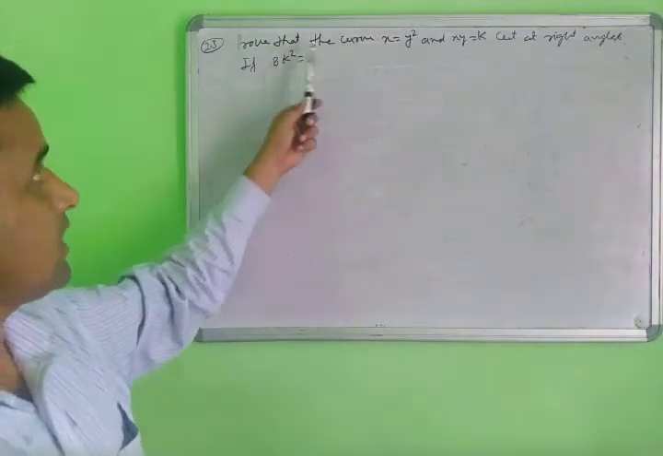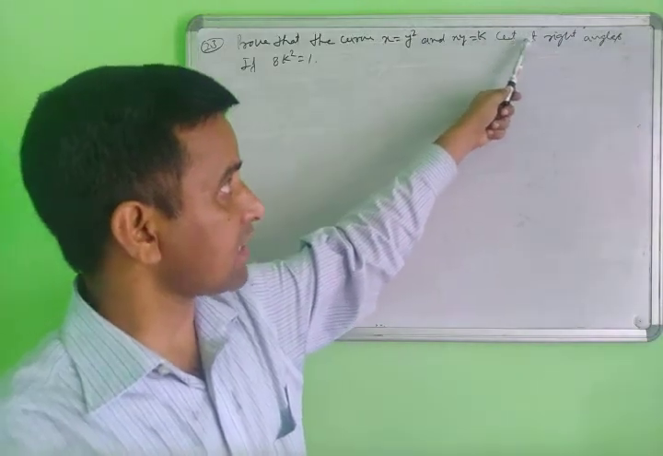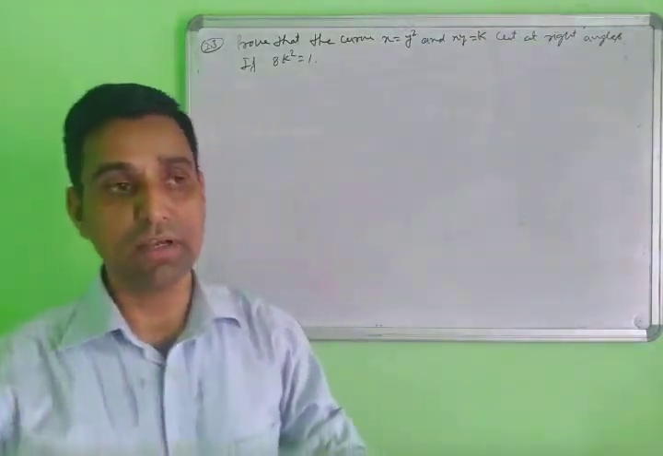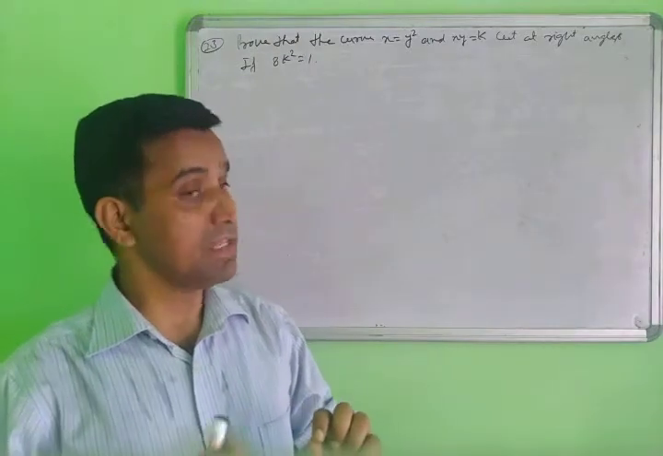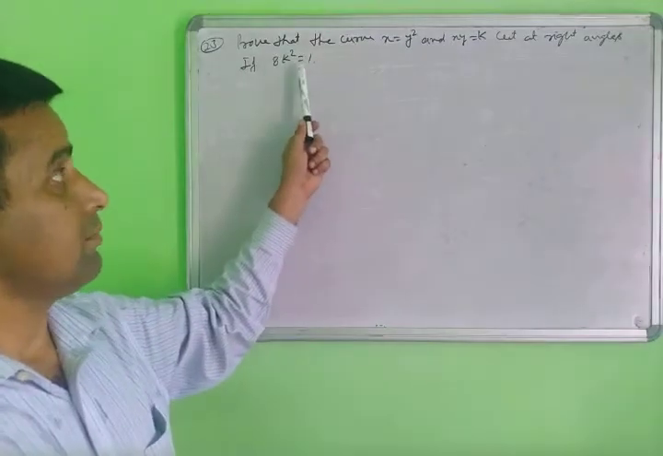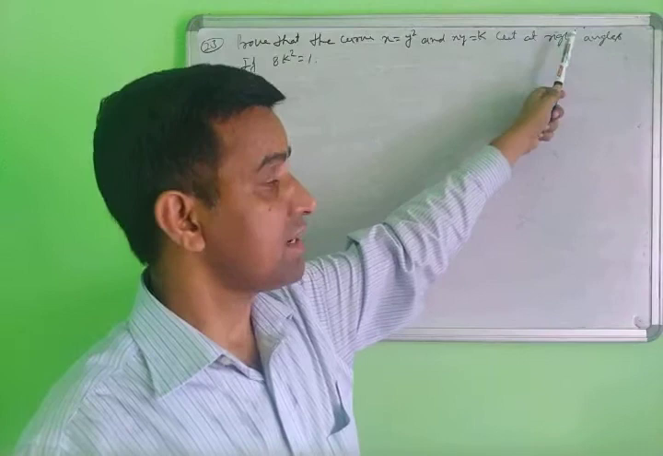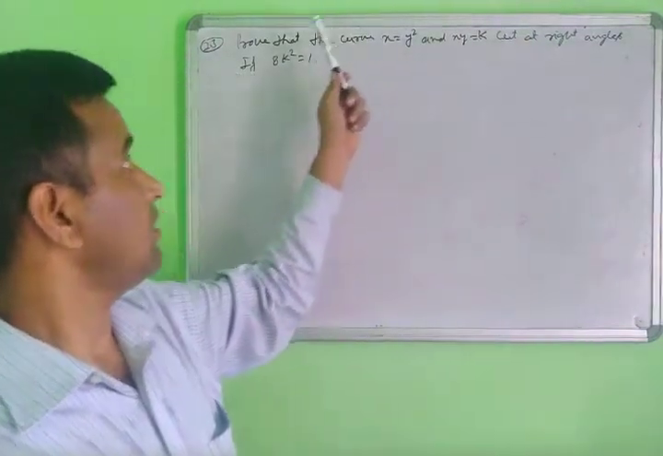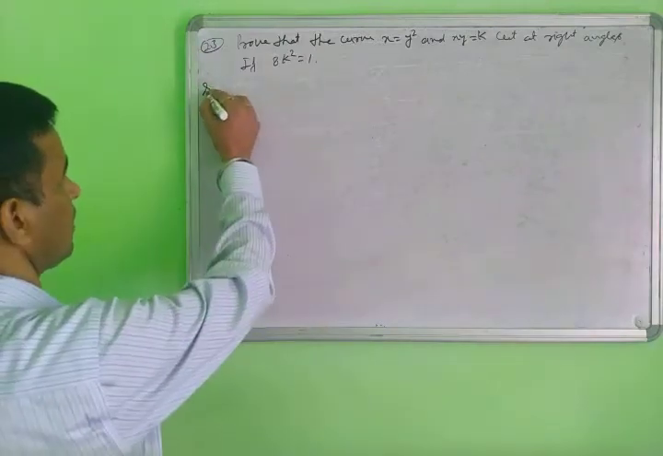Prove that the two curves given, first curve and second curve, cut at right angles. Here it is not stated as perpendicular, but the meaning is the same: right angles and perpendicular. If the two curves intersect at right angles, you will prove this. Now start the solution here.